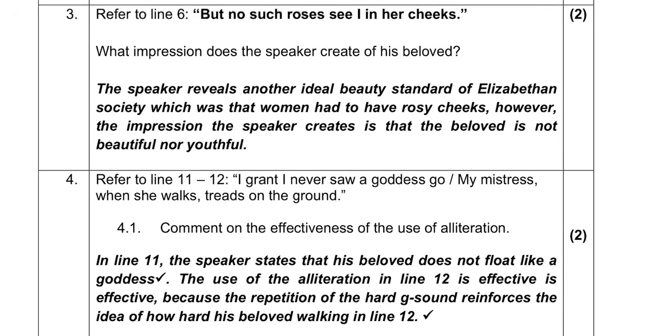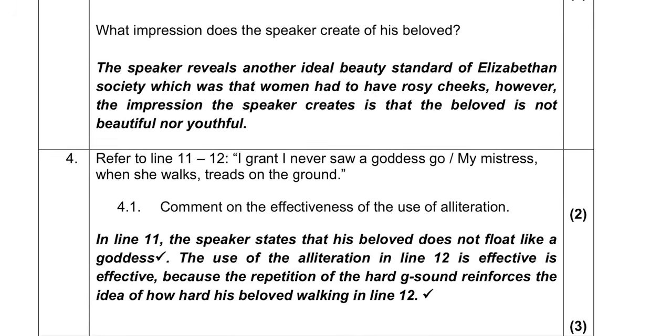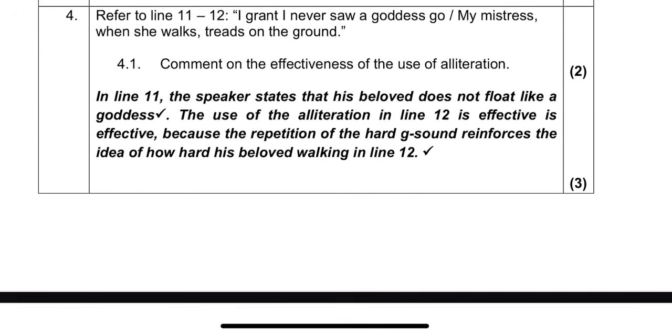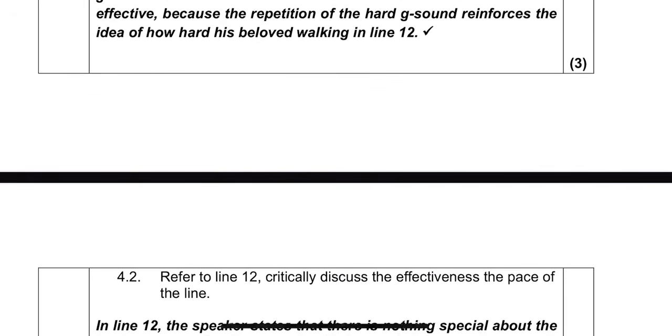In line 11, the speaker states that his beloved does not float like a goddess, or she does not walk gracefully, or she's walking very hard on the floor. And the use of alliteration in line 12 is effective, because the repetition of the hard G sound reinforces the idea of how hard his beloved is walking in line 12. Okay, and there's another one, 4.2.